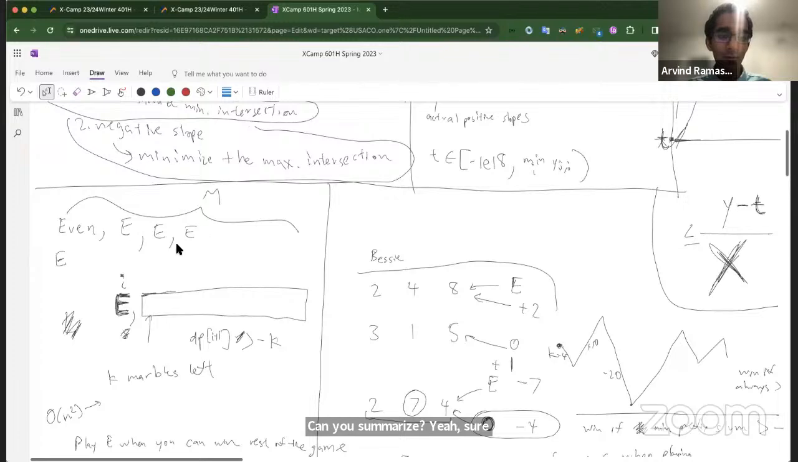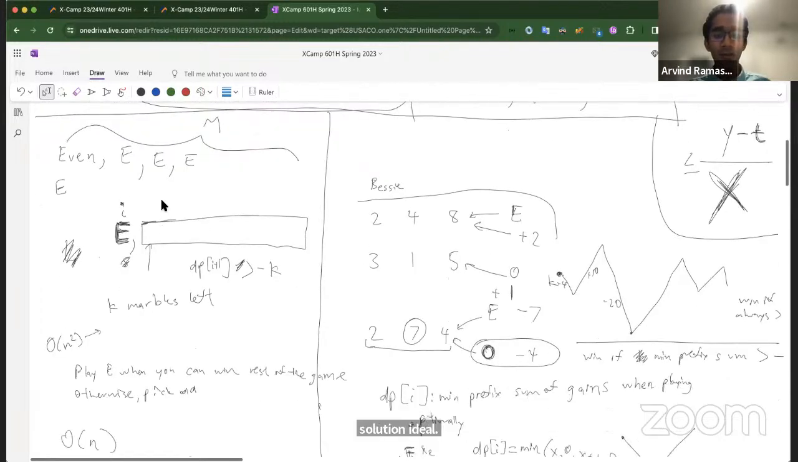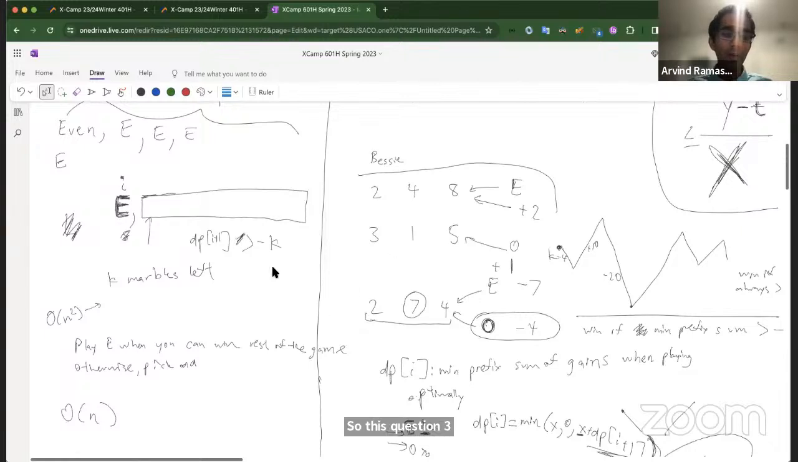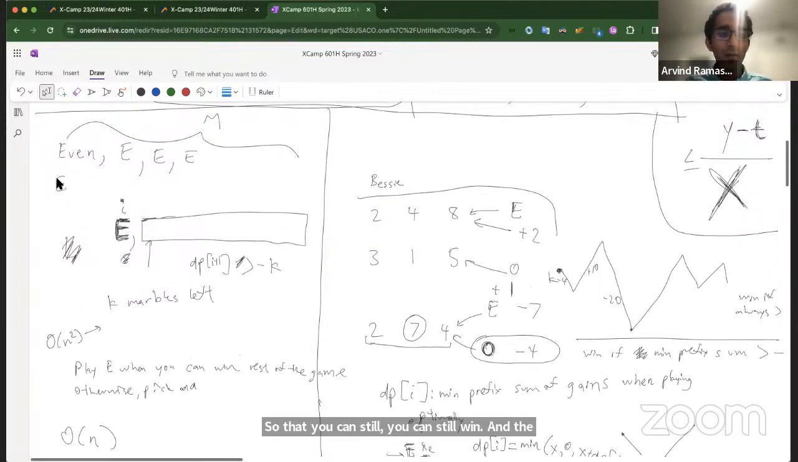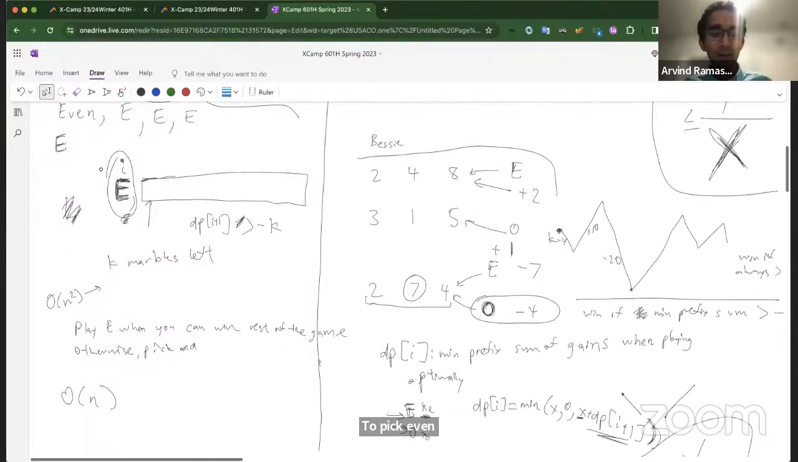I can summarize the solution idea. This is question 3. You want to find the lexicographically smallest sequence so that you can still win. You can build the answer one by one, and it's always optimal to pick even over odd, because that will make your sequence lexicographically smaller. So we want to check if it's valid to pick even. We pick even if it's possible to win the rest of the game without having zero marbles.